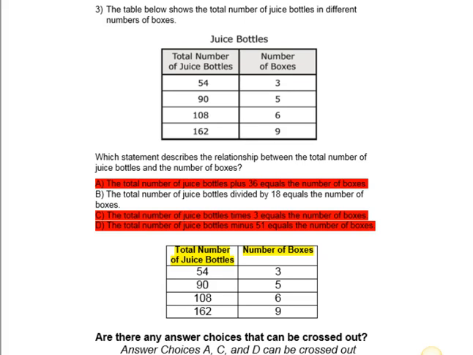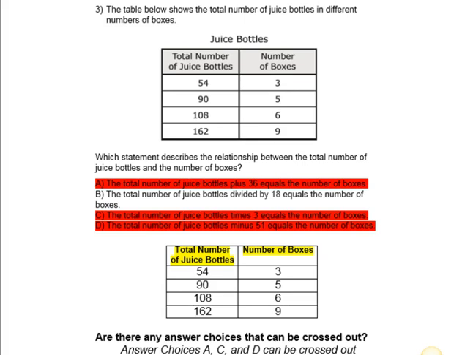For B, the total number of juice bottles divided by 18 equals the number of boxes. Okay, so 54 divided by 18, yes, that does equal 3. Let's move to the next one. 90 divided by 18 is 5. Yes, that's correct. So that's potentially the right answer.